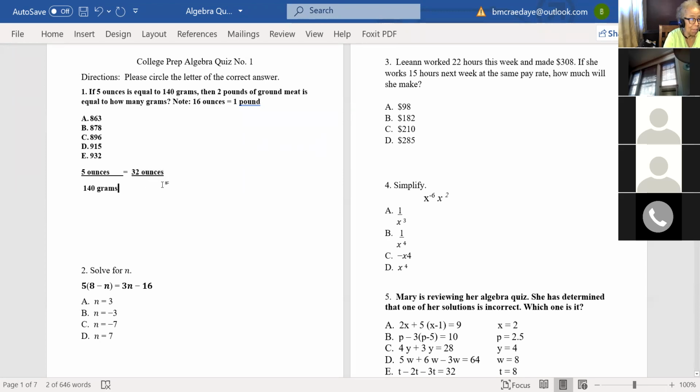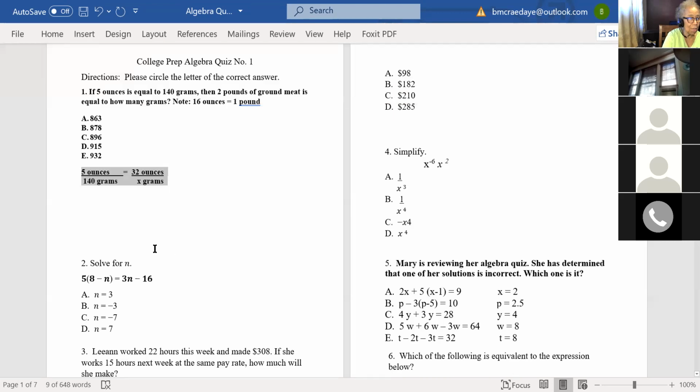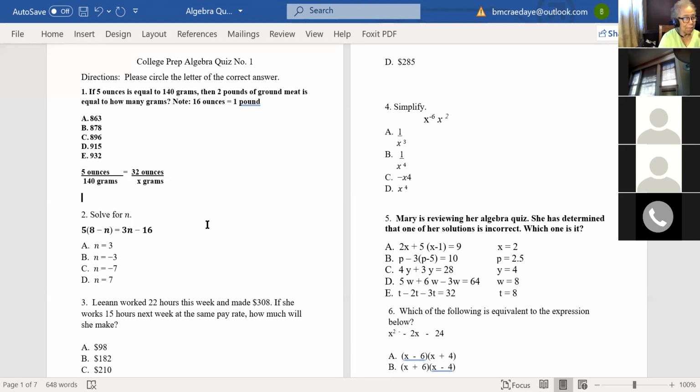X grams. She blocked me, so I can't move the screen. That's all right, I'm going to come back to you, Audrey. Okay, so I just gave you the ratio. Now you can solve it, right? Those of you who may have been stuck on number 1, that's good. She blocked it, and I keep blocking. There's number 2.